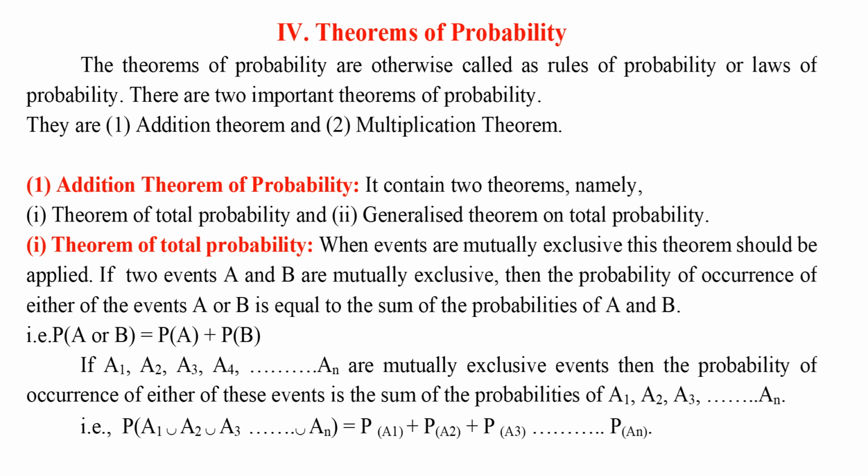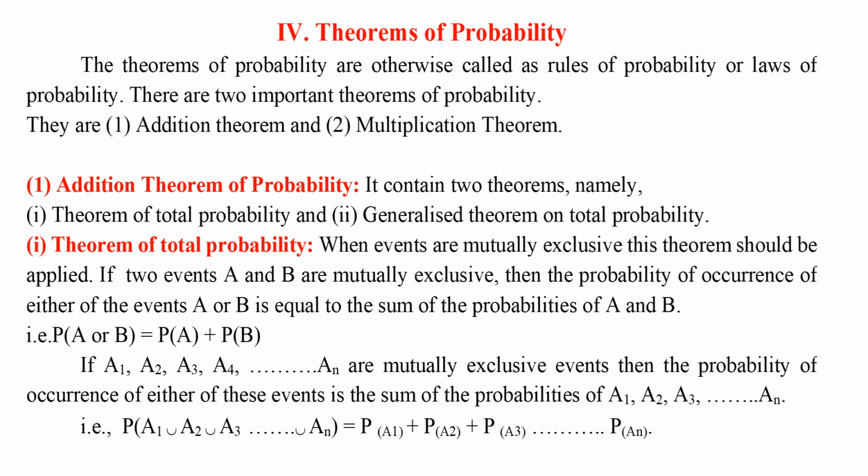When events are mutually exclusive, this theorem should be applied. If two events A and B are mutually exclusive, then the probability of occurrence of either of the events A or B is equal to the sum of the probabilities of A and B. That is, P(A or B) equals P(A) plus P(B).